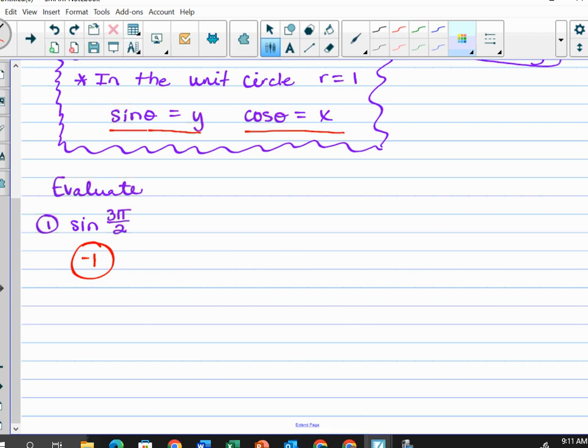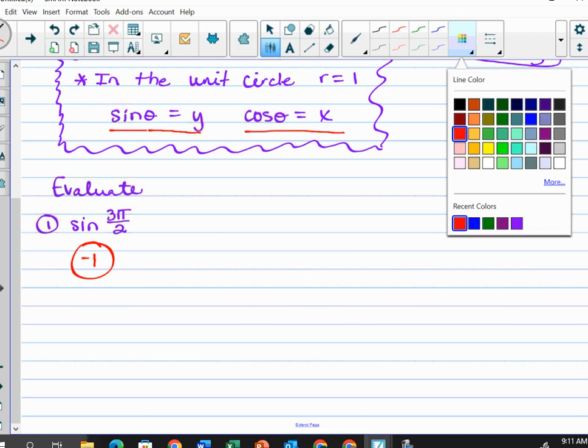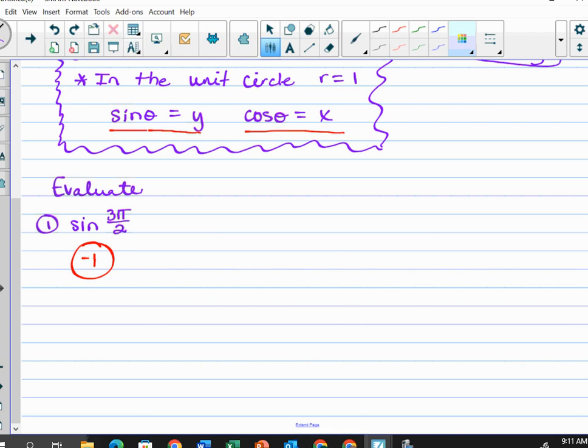Since it's sine, I know I'm looking for the y value, because sine is y, cosine is x. Then you go on your unit circle to where 3 pi over 2 is, and it's the y value in that coordinate. Okay, let's do another one. You guys will catch on, I promise.